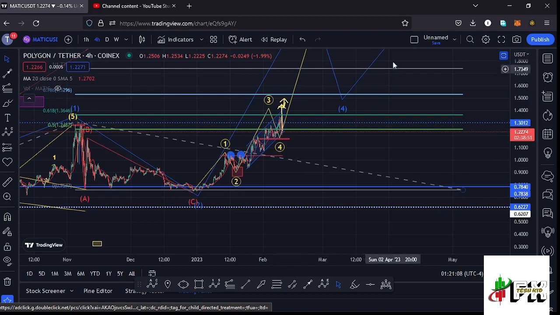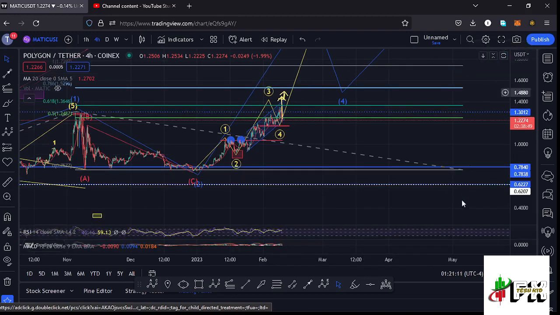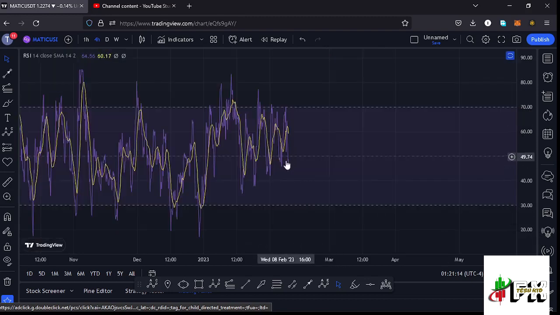long-term scenarios, and also taking a look at the indicators to see what movements will be supported. On the RSI, we are trading at around the 49 mark, meaning we have massive room for us to fully support the higher prices in the formation of that wave 3.